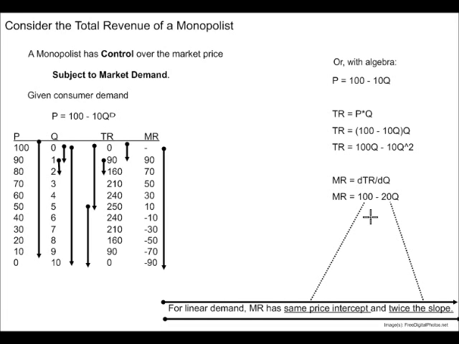Marginal revenue has the same price intercept, the same vertical intercept, and twice the slope. Notice, for my demand equation, the vertical intercept was 100. On this marginal revenue equation, the vertical intercept is 100. The slope of my demand curve was negative 10. The slope of my marginal revenue is negative 20. It's twice as much. Why does that matter?